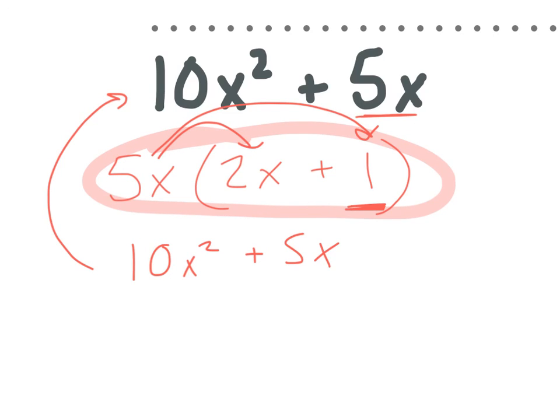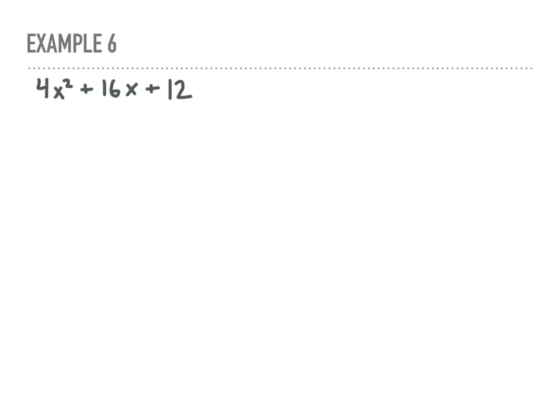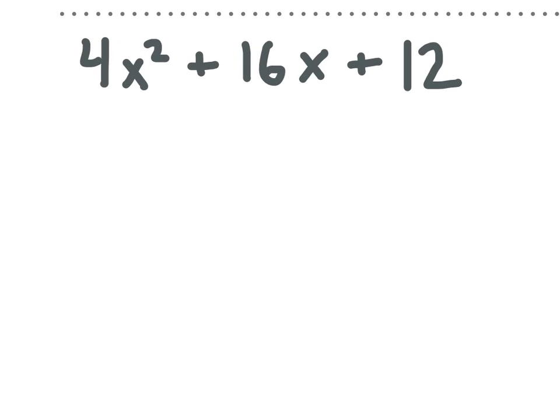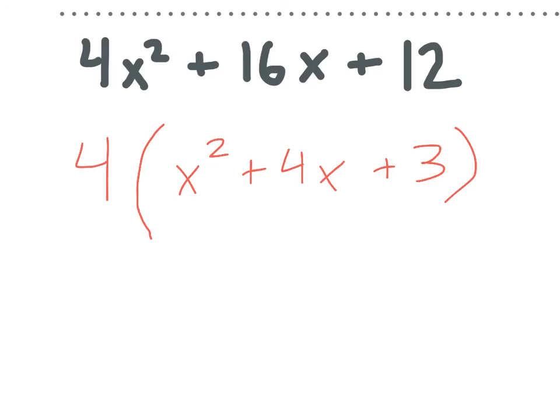Okay, and last example. We can pull out a 4. Can we pull out any x's? No. So what are we left with on the inside? x to the second plus 4x plus 3. So what are 2 factors of 3 that give us 4? 3 and 1.